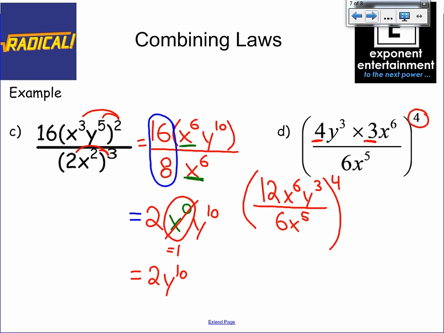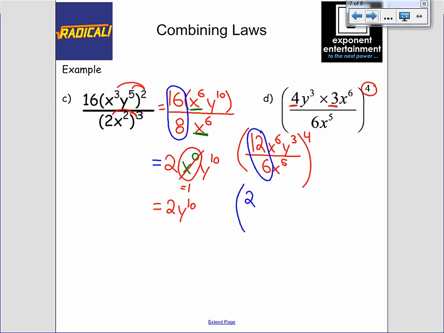So now we try to combine the tops and the bottoms. The 12 divided by 6. If you put that in your calculator, you get 2. Again, it's still in the brackets, and the 2 goes on top.